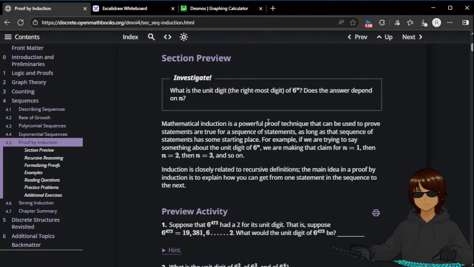Mathematical induction is a powerful proof technique that can be used to prove statements are true for a sequence of statements, as long as that sequence of statements has some starting place. For example, if we are trying to say something about the unit digit of 6 to the power of n, we are making that claim for n is equal to 1, n is equal to 2, and then n is equal to 3, and so on.